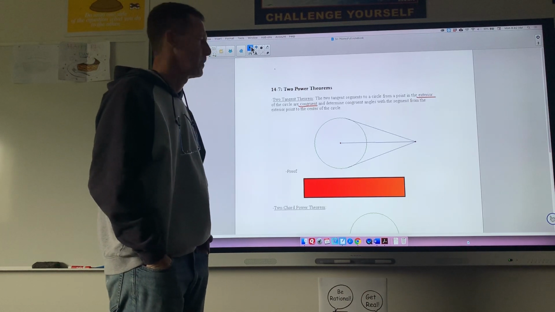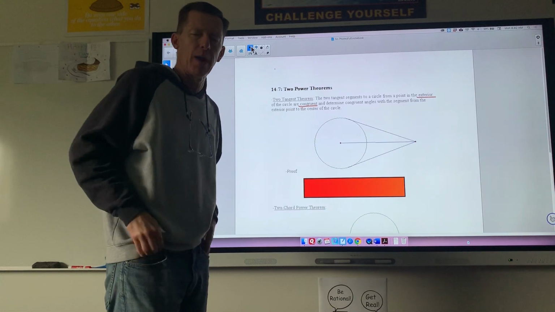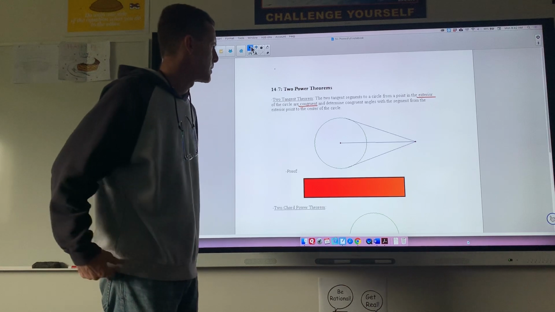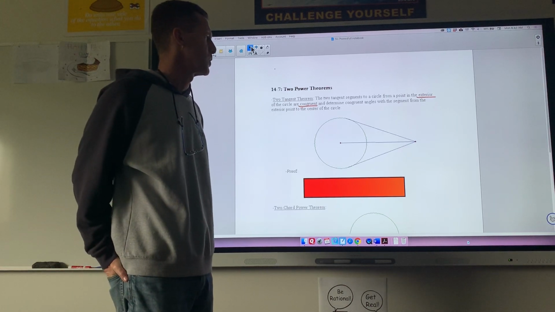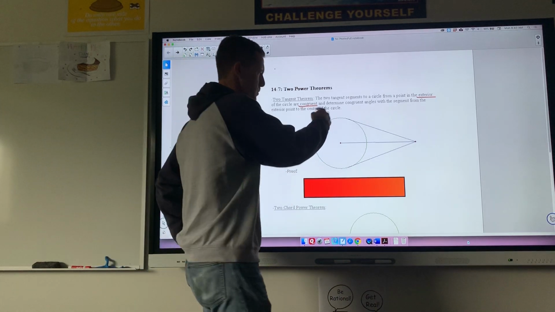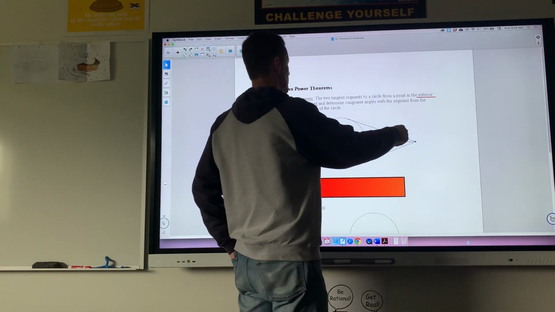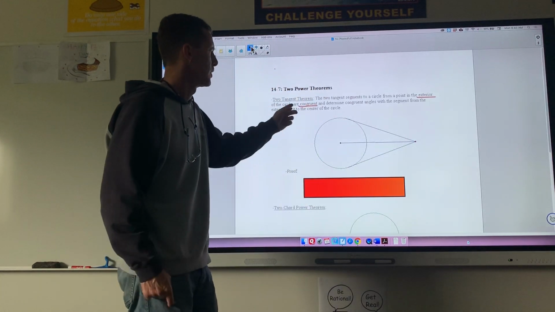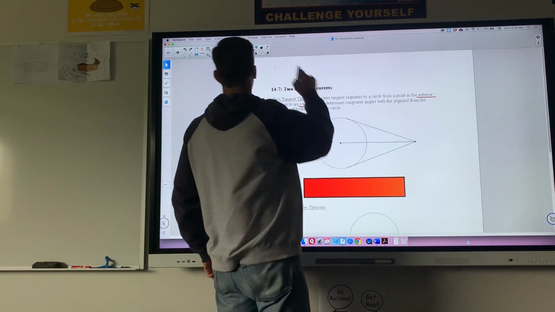Okay, so remember, you only had to do two of the power theorems in 14.7. The first one is the two tangent theorem, which basically says that the two tangent segments to a circle from a point in the exterior of the circle are congruent. So here's our circle, here's our point in the exterior of the circle. The two tangent segments would be this one and this one.